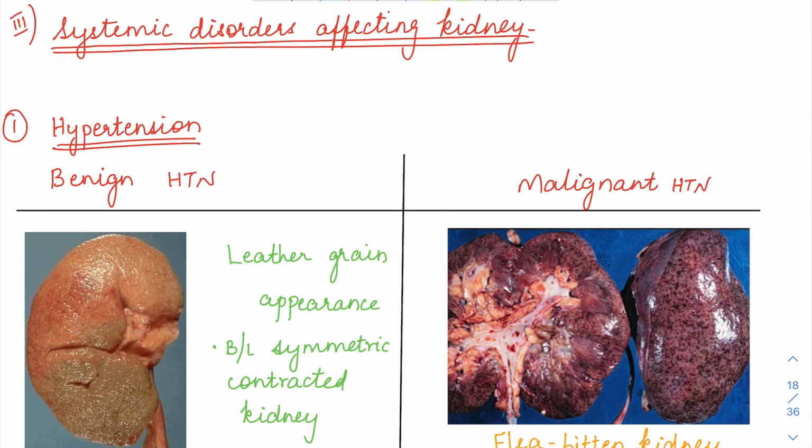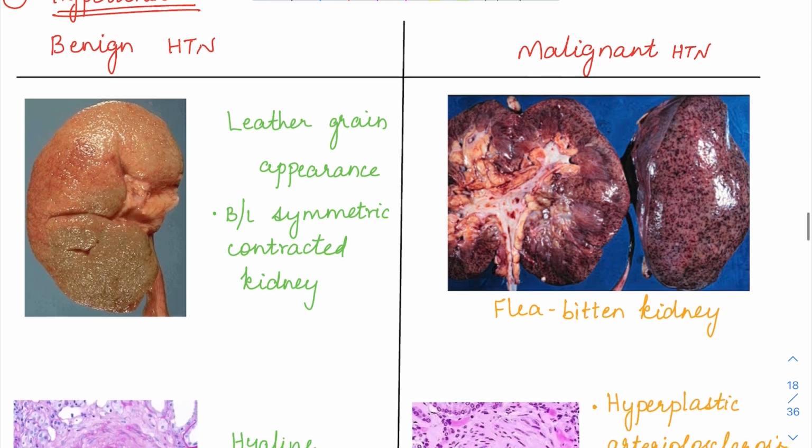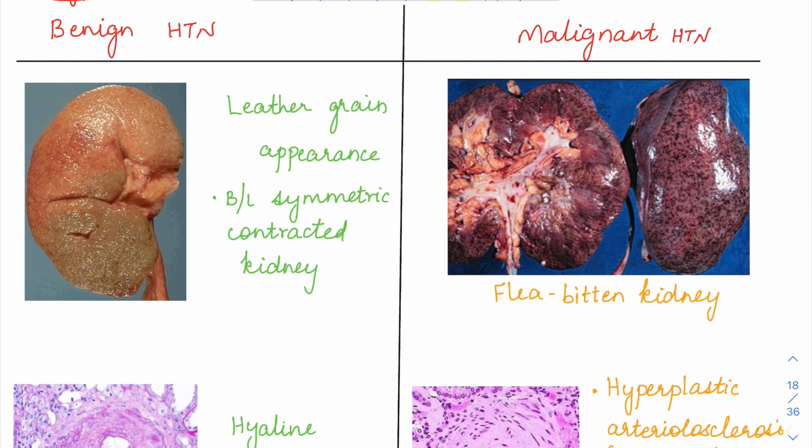About the systemic disorders which are affecting the kidney. So initially we'll see about hypertension and diabetes mellitus. So hypertension, be it a benign hypertension or a malignant hypertension, is going to affect the kidney. In benign hypertension, the kidney will have a classical appearance. Both the kidneys are going to be shrunken symmetrically. So bilateral symmetrical kidney is one of the features we see in a benign hypertension.